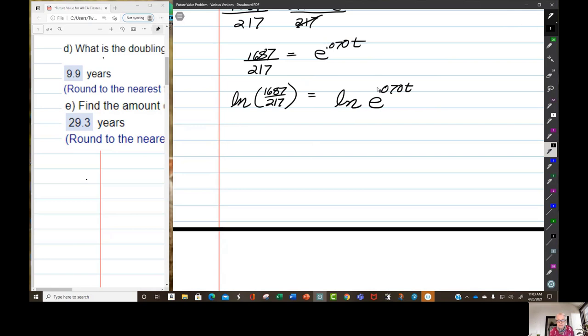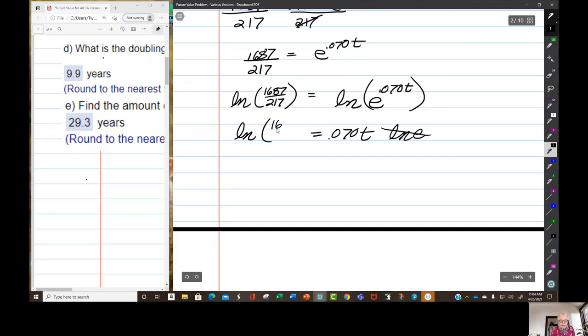Okay, so what I've just done is the ln of 1687 over 217 equals the ln of e to the 0.070t. Then I use the power rule and bring down the 0.070t times the ln of e, which is 1. And that equals the ln of 1687 over 217.